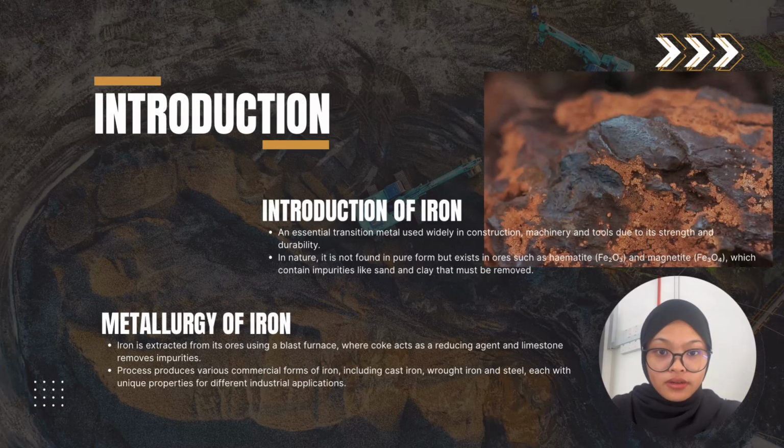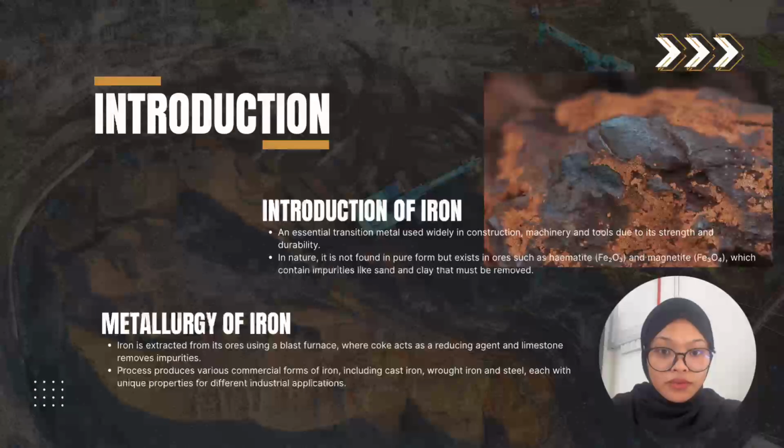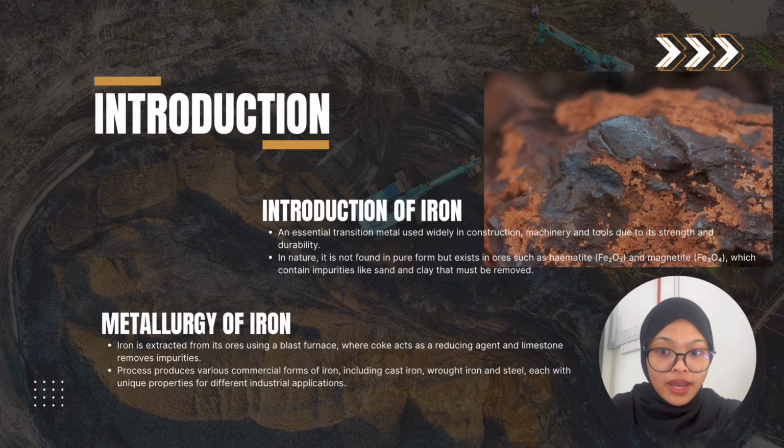To obtain iron from these ores, a process called metallurgy of iron is used. This process takes place in a blast furnace where iron ore, coke, and limestone are added. Coke provides heat and helps remove oxygen from the iron ore, while limestone removes the impurities. As a result, molten iron is produced and collected. Therefore, the metallurgy of iron is essential because it allows raw iron ores to be converted into useful materials that support modern life.